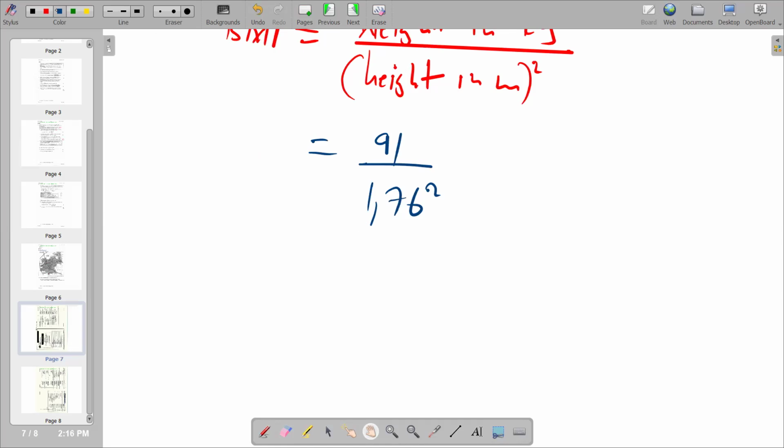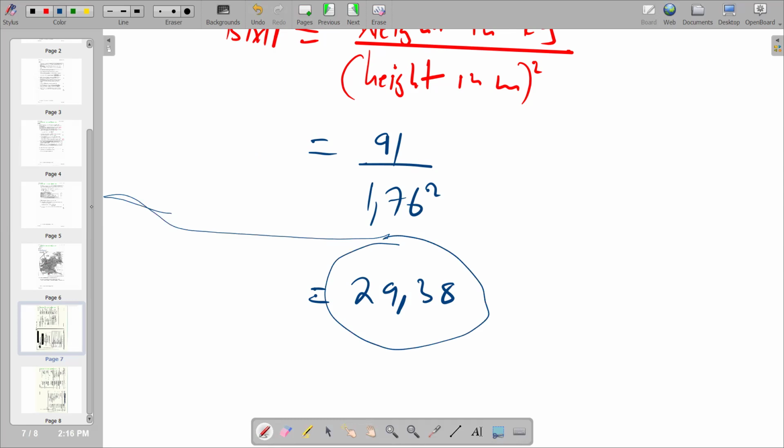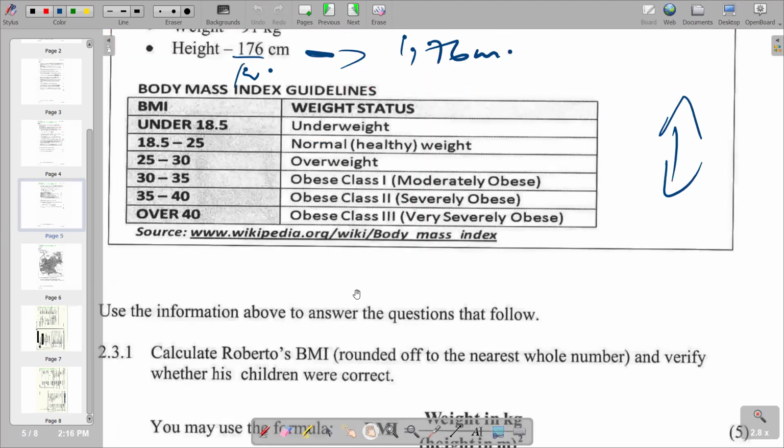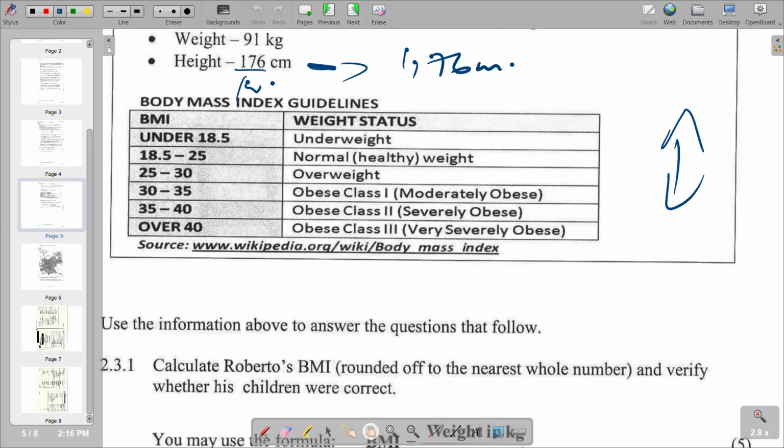So it becomes 29.38. So we check on the table, where does it qualify? So we go to the table. This is that 29.38 according to our table. This is the body mass index. So we have got 29.38, whereby it is in this band whereby we have got overweight.